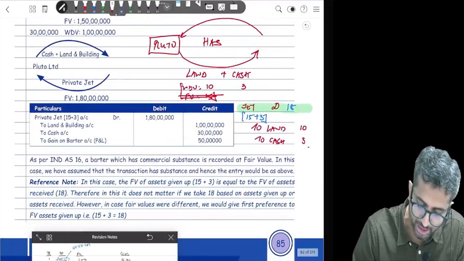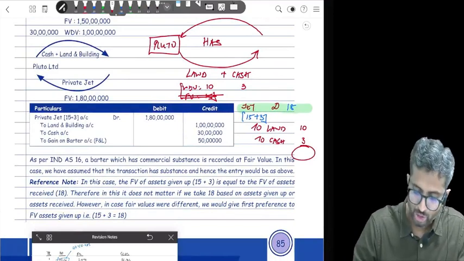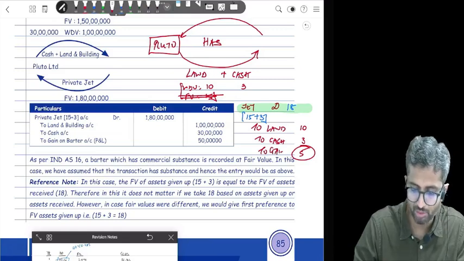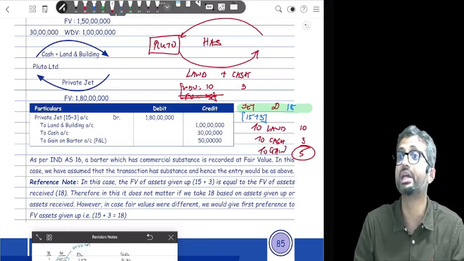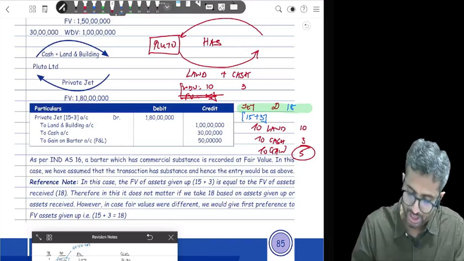So the balance will be gain on barter. Let's say the balance of 185 will be gain on barter, and this gain on barter will be taken to the profit and loss account. Yes, so the balancing figure will be gain on barter to be taken to the profit and loss.